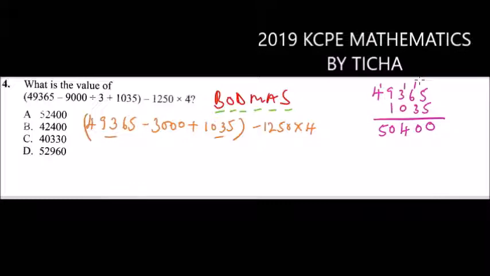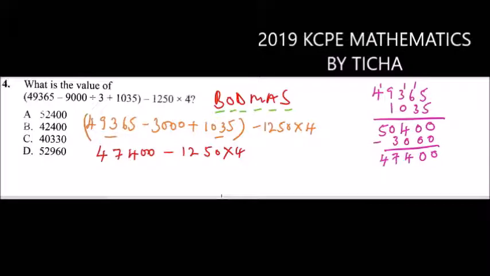So here you get that, and because the next value is a subtraction inside the bracket, you can just subtract 3,000 from this value. You get 0, 0, 4 minus 0 is 4. This will give you 10, you borrow 1 here, so you get 10 minus 3 is 7. And here you will be left with 47. So what it means is that inside the bracket you have ended up with the value 47,400, and then we say it is minus 1,250 multiplied by 4.